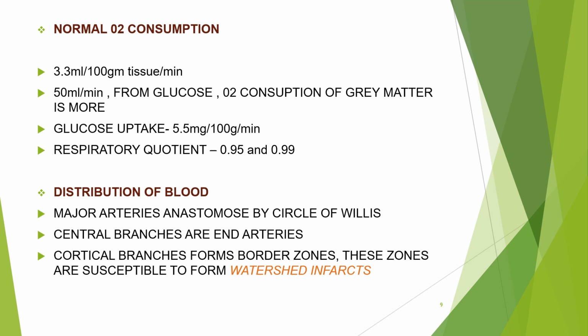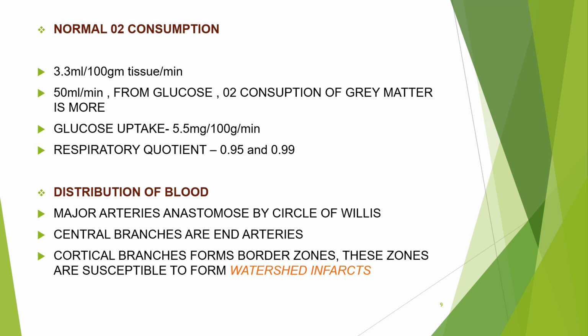Now coming to the normal oxygen consumption of the brain. It takes 3.3 ml of oxygen per 100 grams of tissue per minute. So totally it requires 50 ml of oxygen per minute. And the oxygen consumption of gray matter is more than the oxygen consumption of the white matter.